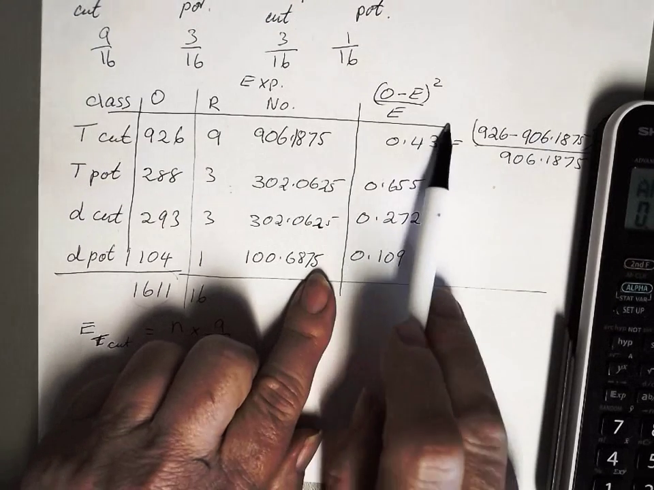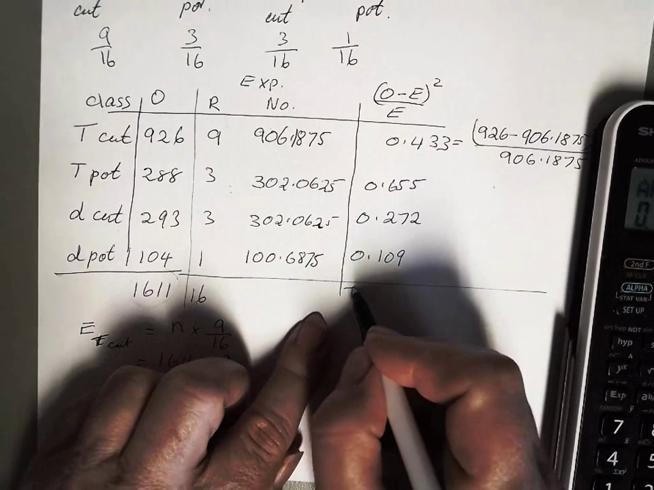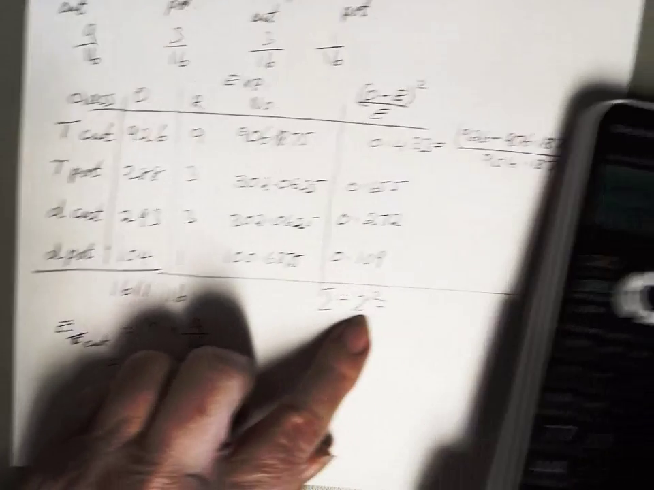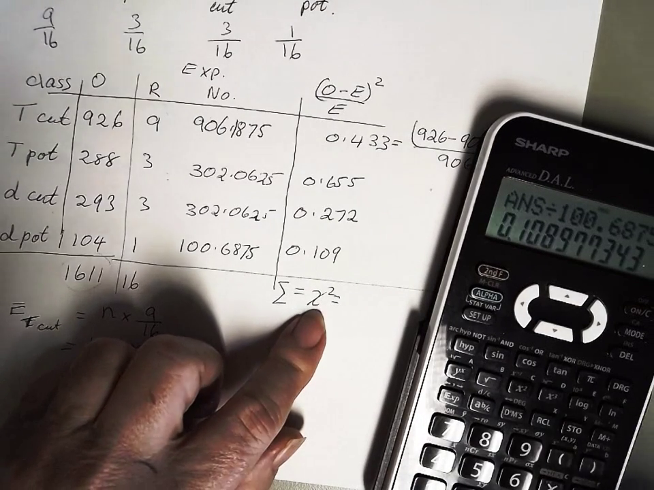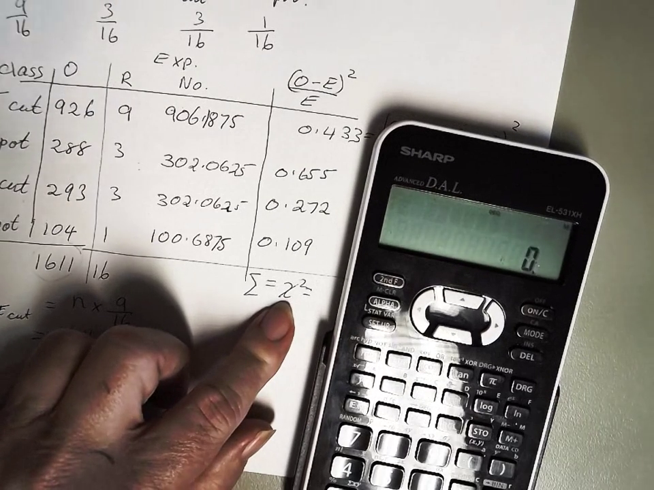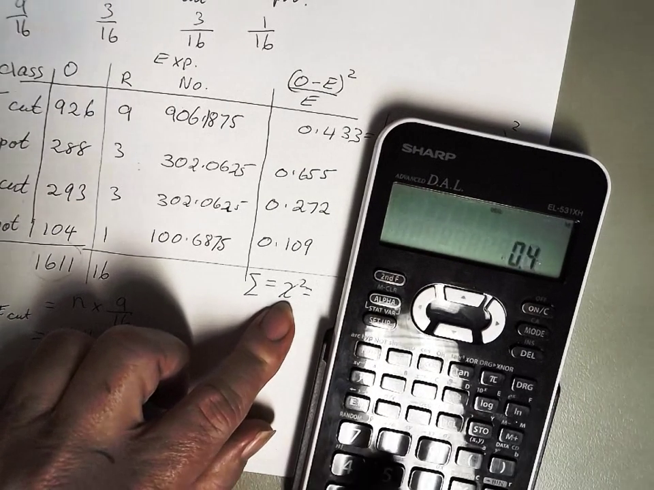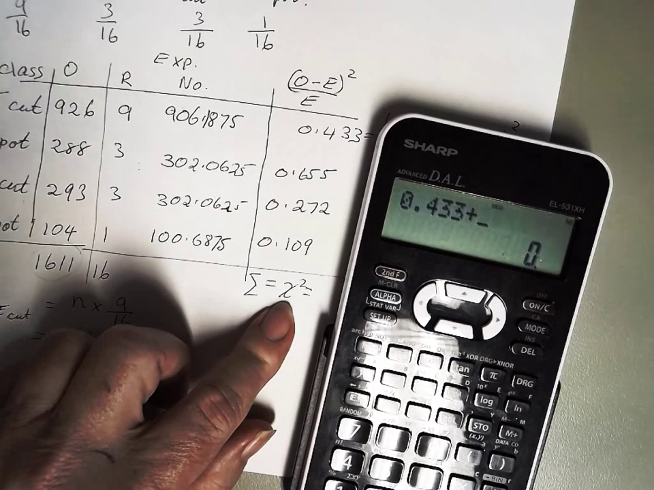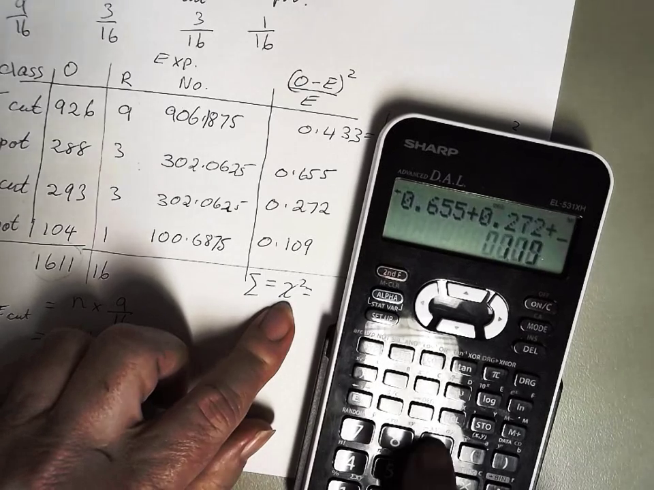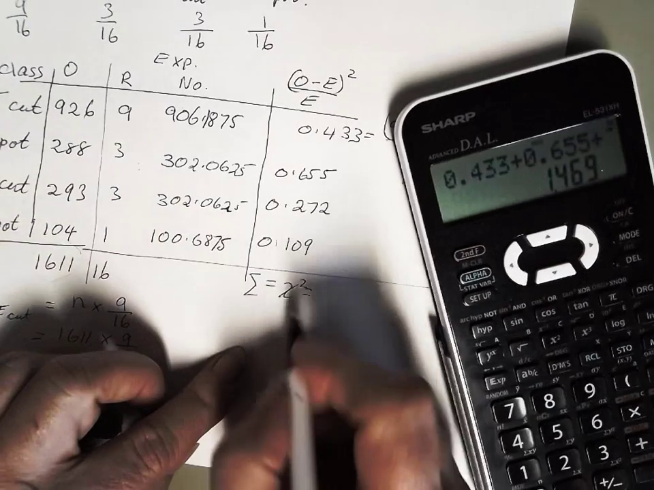Now these are just partial chi-squared, so what I have to do now is sum them to give my chi-squared. I'm going to take 0.433 plus 0.655 plus 0.272 plus 0.109 equals 1.469.